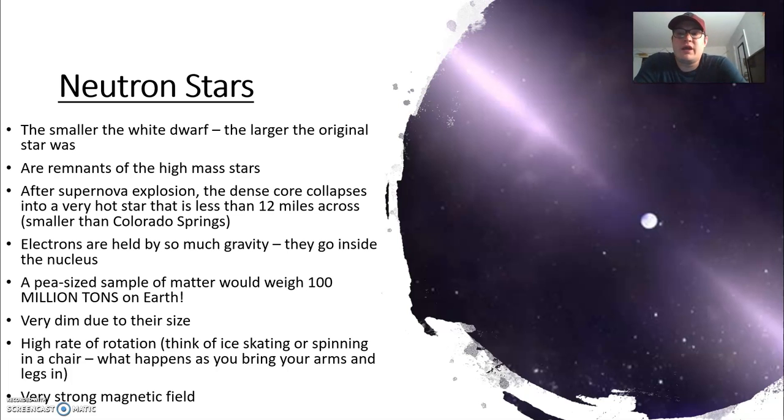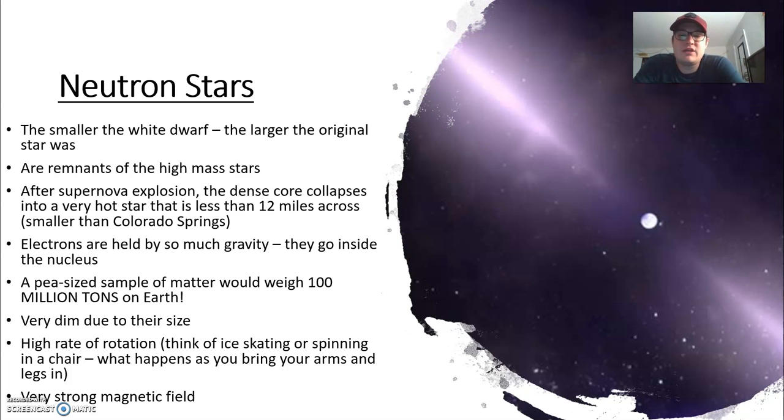Now, electrons are held by so much gravity they go inside the nucleus. A pea-sized sample of matter would weigh 100 million tons on Earth. So something that is about the size of your pinky nail right here could weigh 100 million tons on Earth, which is an absolutely crazy amount of weight. Neutron stars are going to be very dim due to their size. Since they're very small, it's going to be very hard for us to see them.